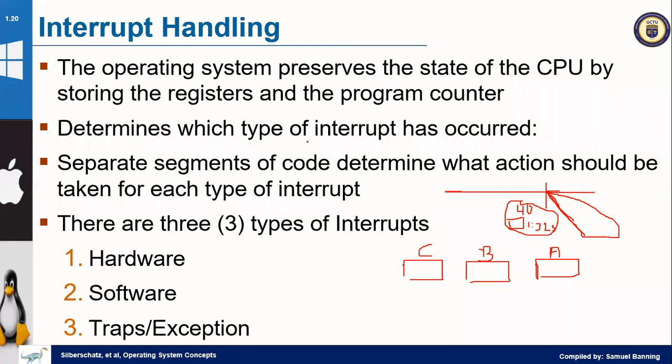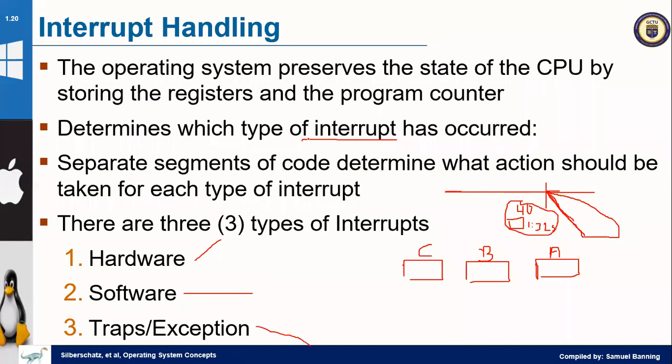So depending on the type of interrupt, there are separate segments of code. Okay, there are separate sections that will determine what action should be taken for each type of interrupt. So depending on the type of interrupt, the operating system will determine which of the codes to execute. Now, there are three types of interrupts, and I'm going to explain them. We have the hardware interrupt, we have the software interrupt, and we have trap or exception.